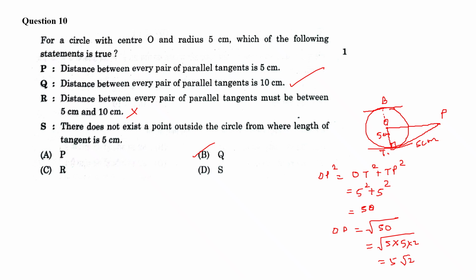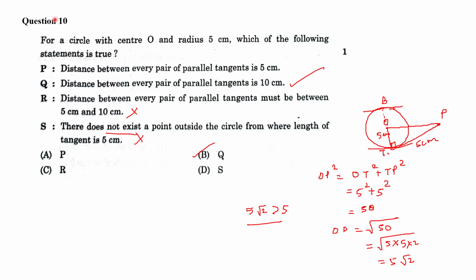5 root 2 will be greater than 5, right? So it means this point P is outside the circle, so I contradict this statement. So this is also incorrect, because it says there does not exist a point outside the circle from where the length of the tangent is 5. The last option is also incorrect, so B will be the correct option. As you can see, it's not that I got the answer for the question statement and left it; I'm explaining each and every statement one by one, very clearly with the help of a diagram.